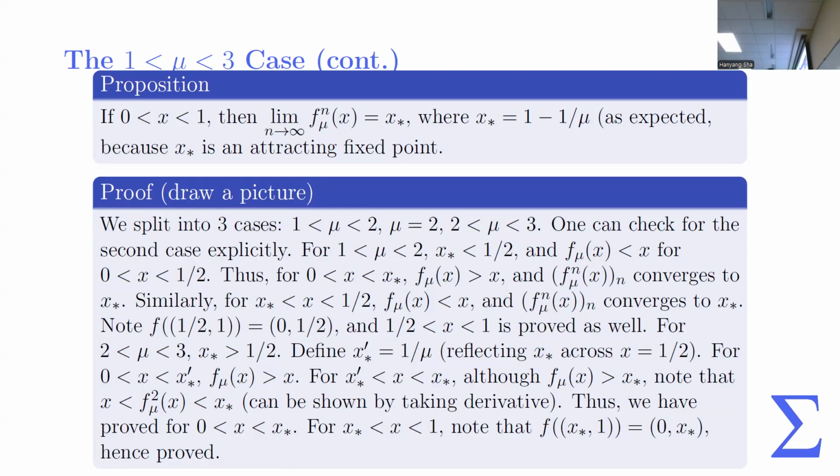Okay, let's split into cases. Mu is between 1 and 2, mu is equal to 2, or mu is between 2 and 3. So first of all, we can check for mu equals 2 just explicitly. And for mu between 1 and 2, we have that the fixed point is, yeah, I actually need the drawing.